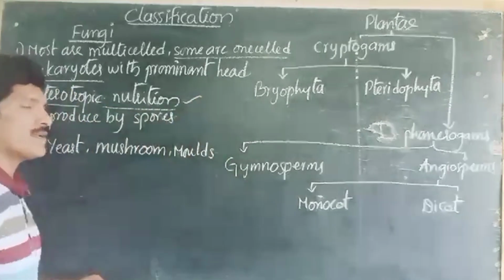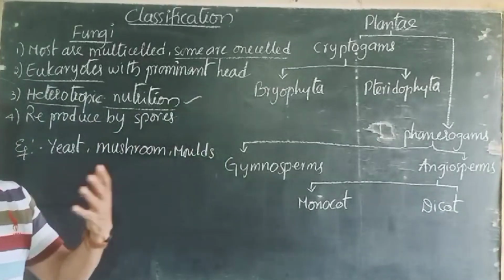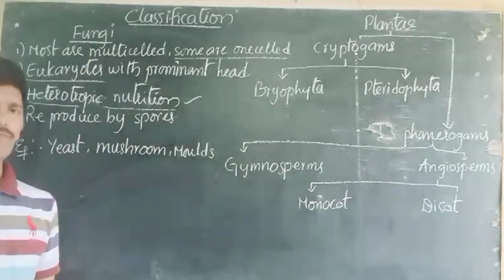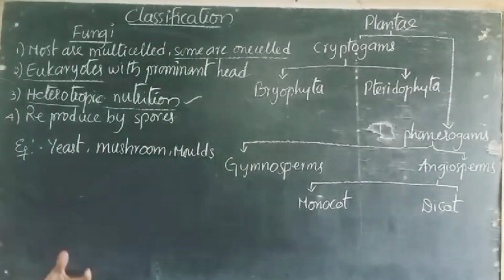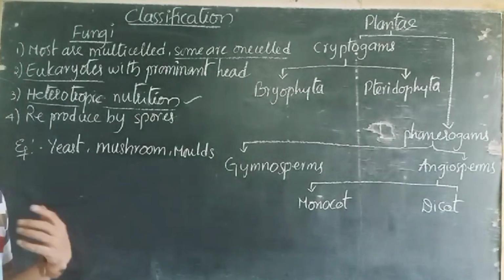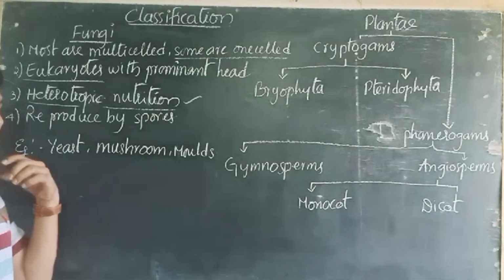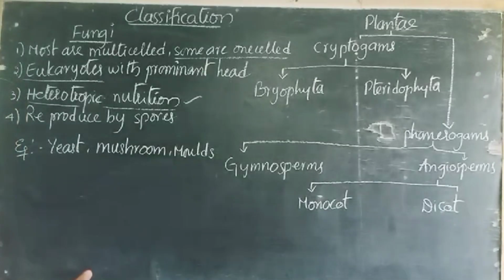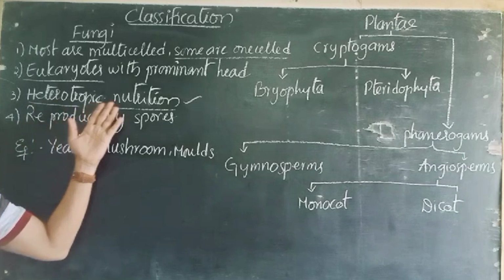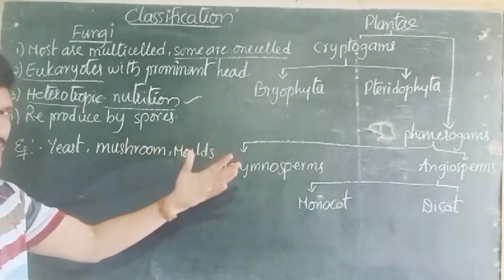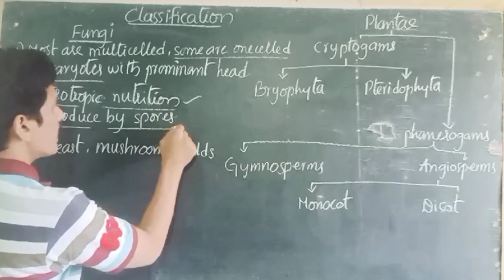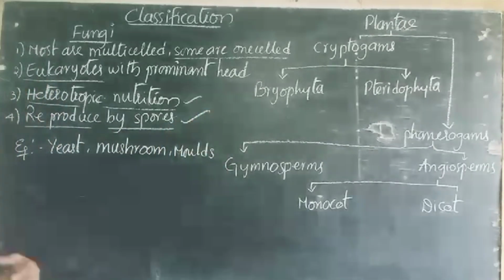These organisms obtain food material from other organisms, and mostly fungi obtain food material by decomposing the dead remains of plants and animals, right? So these obtain food material from the debris of dead remains, and this is called heterotrophic nutrition, saprophytic in other words. Later, these organisms reproduce by spores, right?